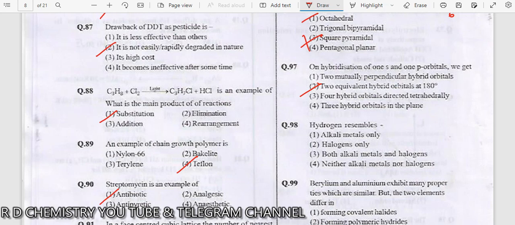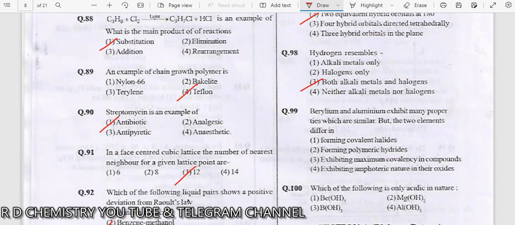Question number 98, hydrogen, from the hydrogen chapter. Answer is option number 3. Question number 99, about beryllium and aluminium. Okay, so the answer is option number 3.